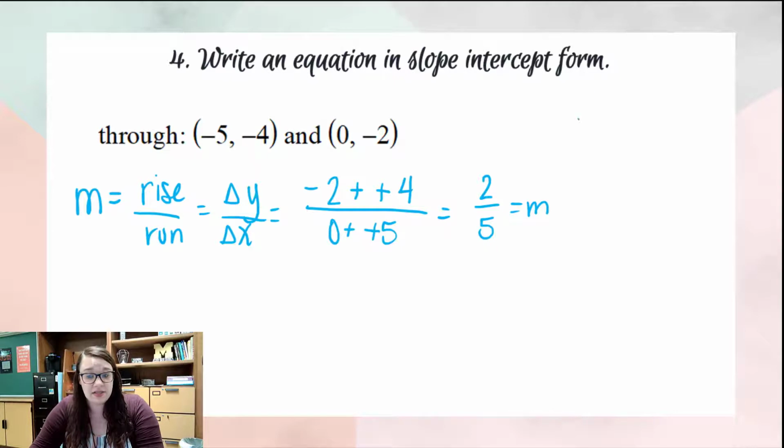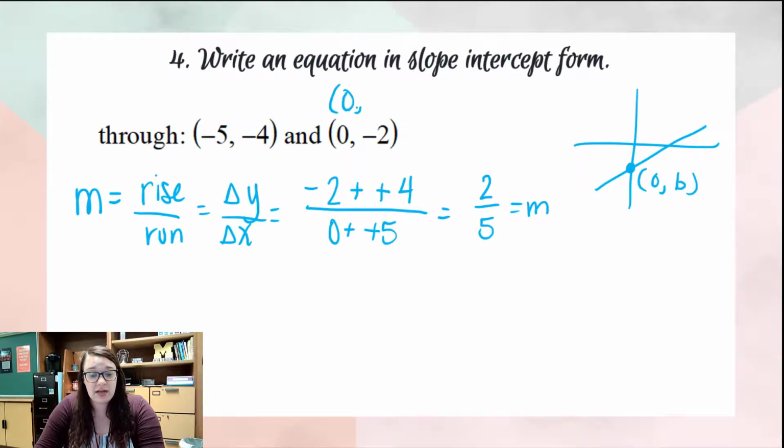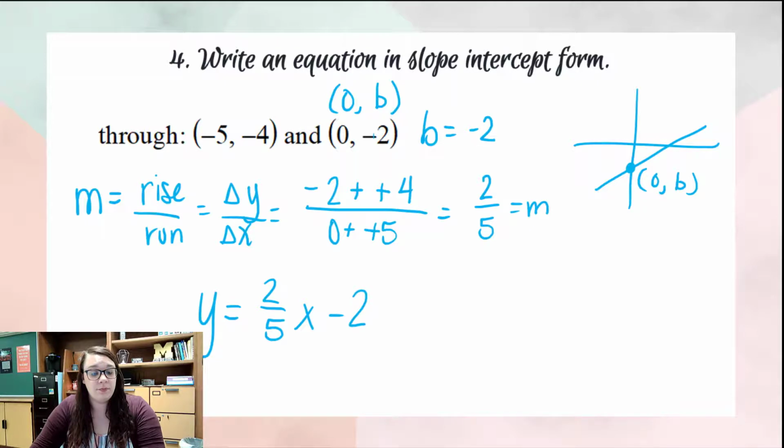I'd like to find b as well. Remember though that when we have a line and the slope is coinciding, we want to notice that our y-intercept is wherever we cross the y-axis, and these points are always going to be 0, b. We actually already have a point that is set up like that. So I can tell right from here that b is negative 2. I have everything I need to write my line, which is y equals 2/5 x minus 2.